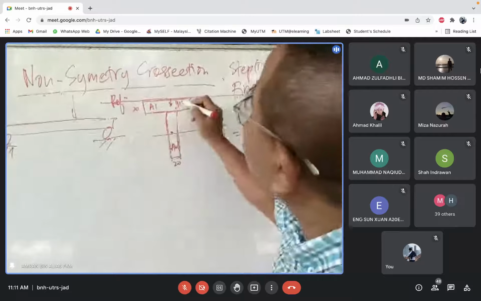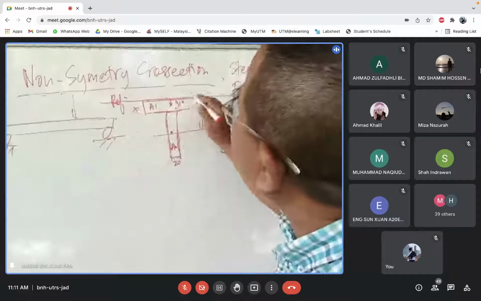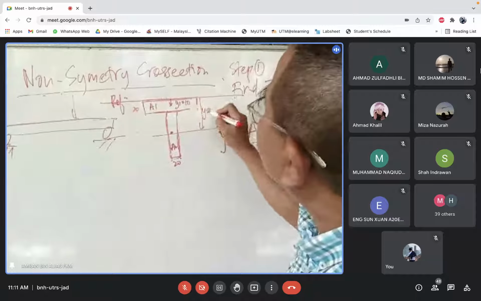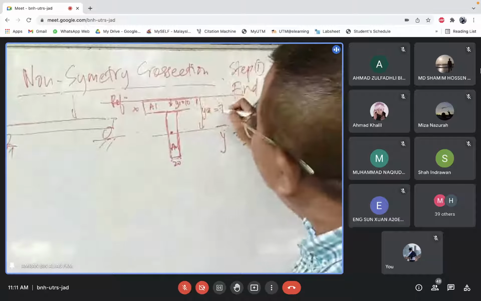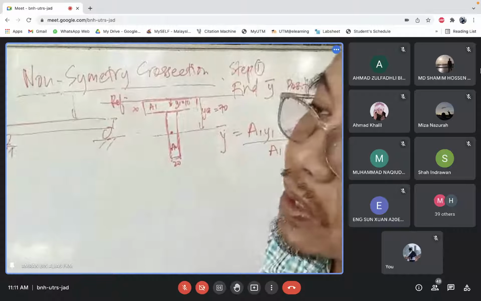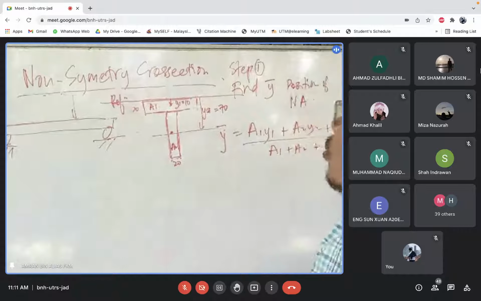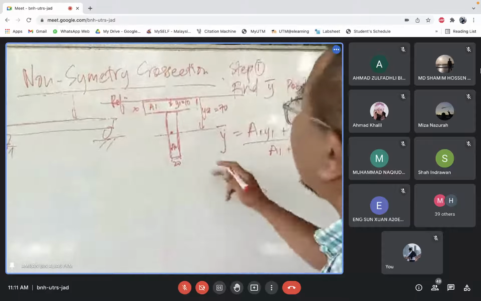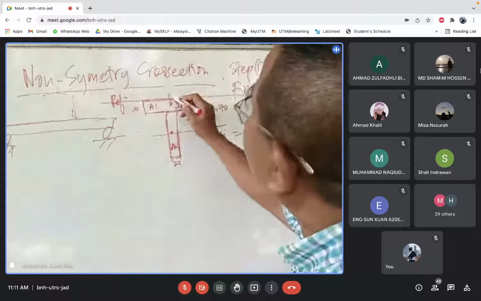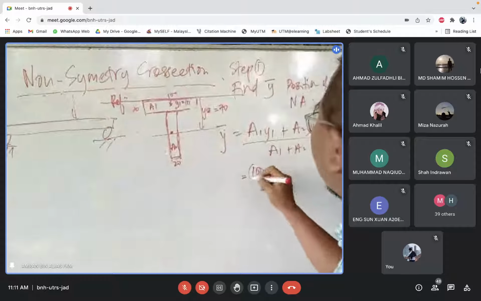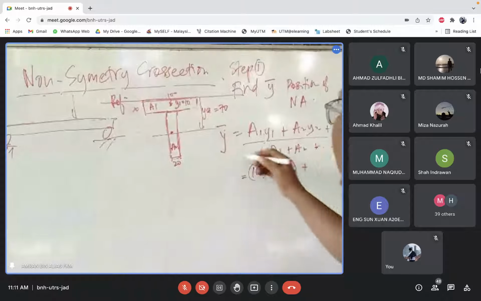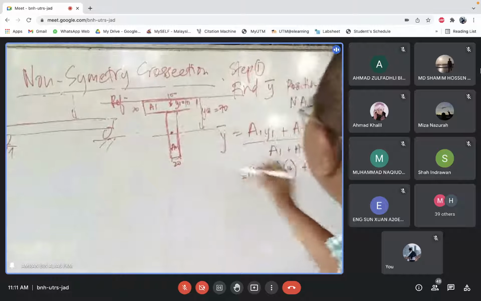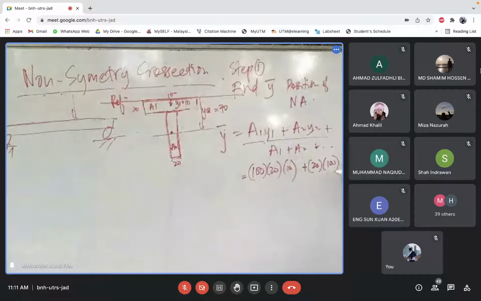And then we decide, what is Y1? Half of 20 is 10. What is Y2? That is 50 plus 20, so Y2 is 70. Can you see that? Yes. Everybody? And then we fill up here. What is area 1? 100 times 20. What is Y1? Y1 is 10. What is A2? A2 here is 20 times 100. What is Y2? Y2 is 70.